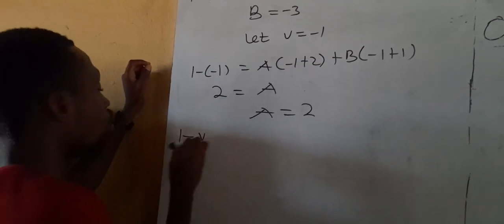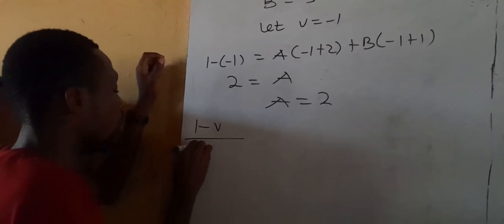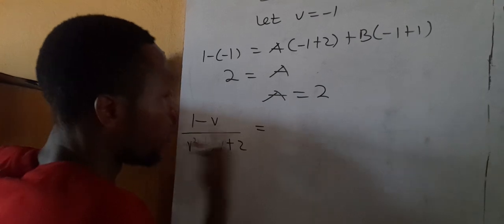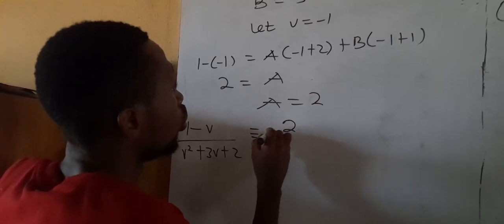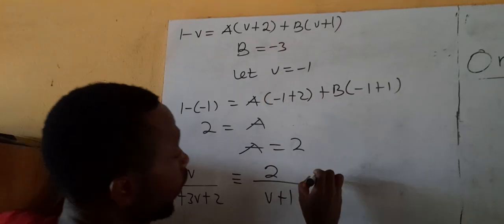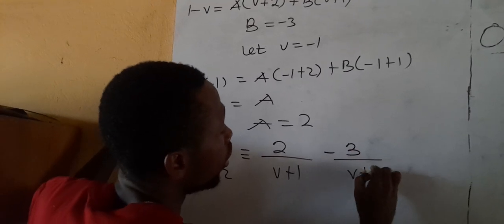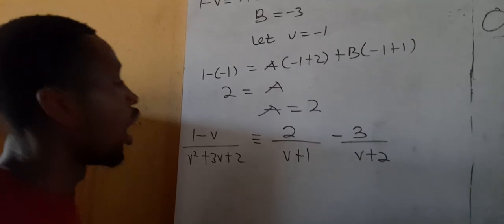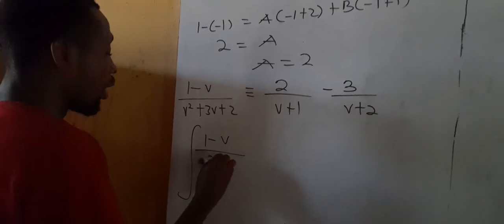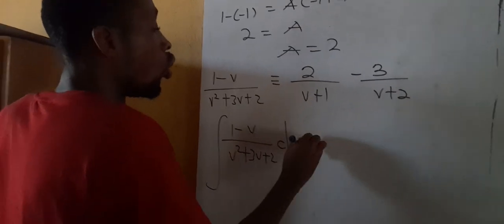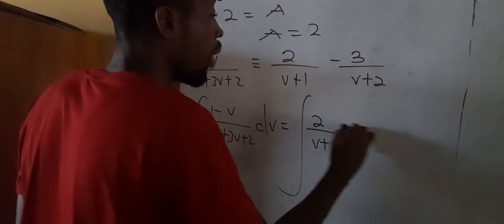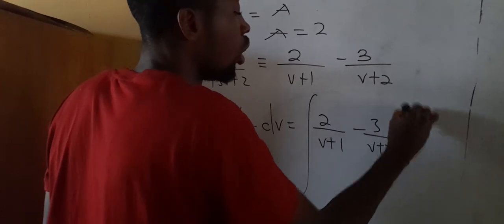Now, you know that this is what we were trying to resolve: (1 minus V) over (V squared plus 3V plus 2). So it will be equivalent to, our A is 2, so 2 over (V plus 1). If you remember very well, our B is negative 3, so negative 3 over (V plus 2). I hope you get that. So our integral of (1 minus V) over (V squared plus 3V plus 2) dV will just be equal to the integral of 2 over (V plus 1) minus 3 over (V plus 2) dV.